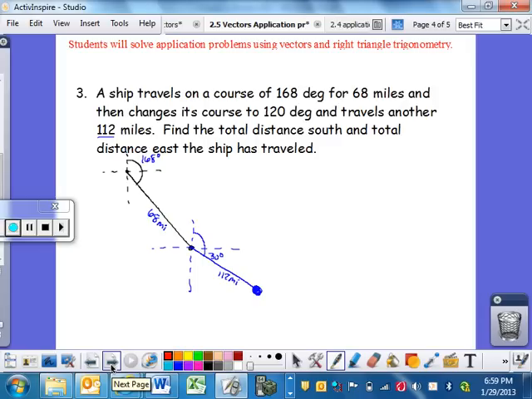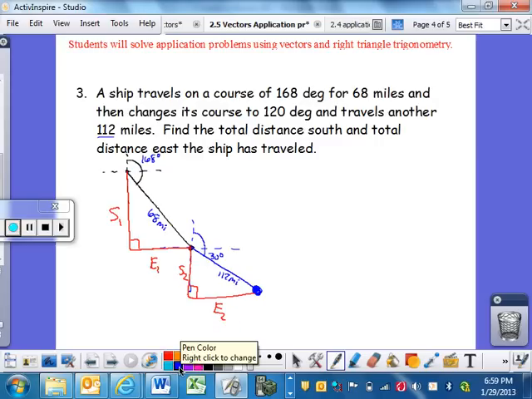Now I want south and east. So what I'm going to do is I'm going to go straight south and then back straight east. So here's my south of the first triangle, east of the first triangle. And then wherever I stopped, I'm now going to do the same thing. South and east. Building right angles. This is south of the second, east of the second. And what you can do now is for each triangle, you can use SOHCAHTOA to find the south vector, the east vector, the south one, and the east one. And then you could add up your south ones to figure out exactly how far south you traveled, and then exactly how far east you traveled. So what you're going to want to do is this.